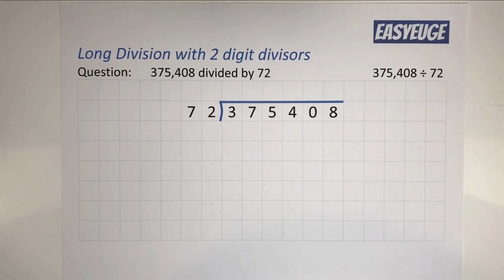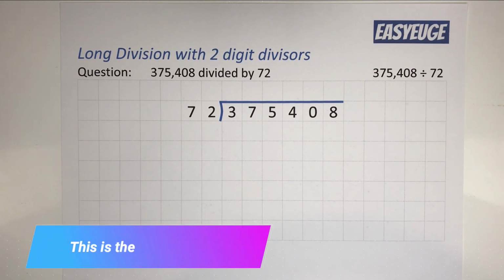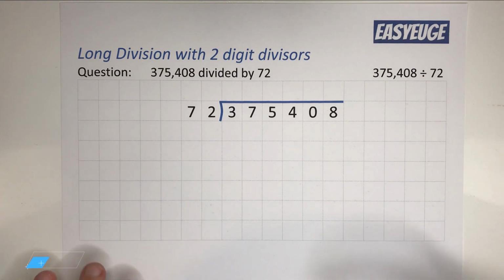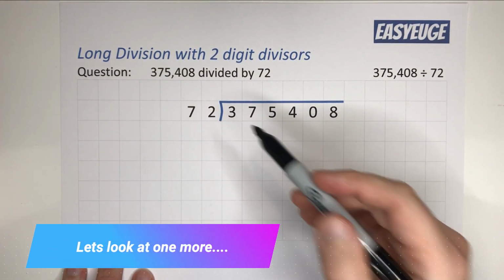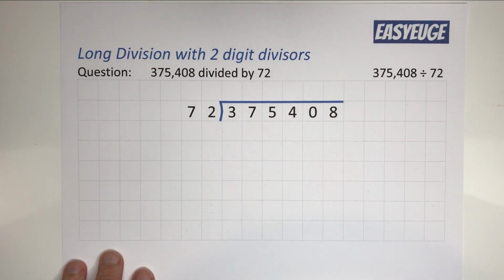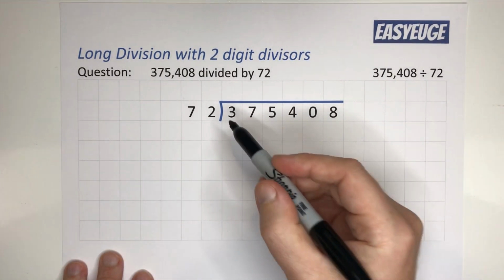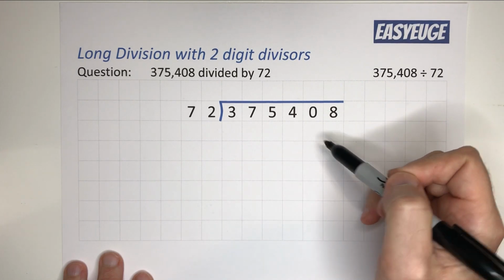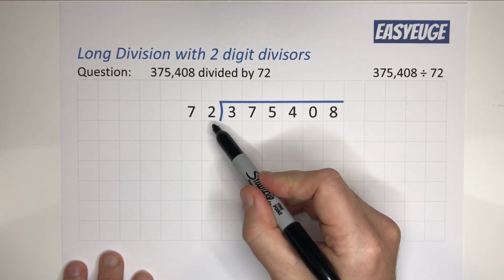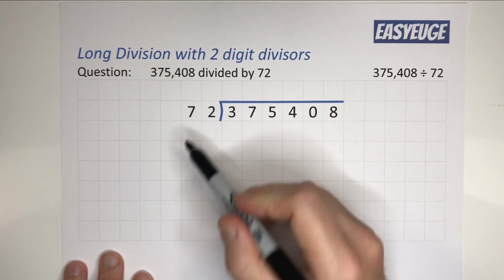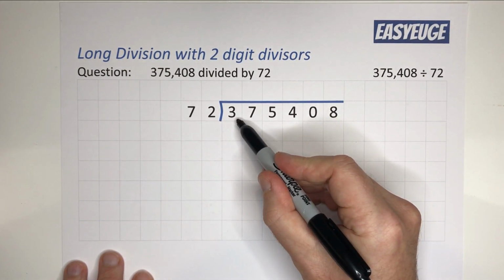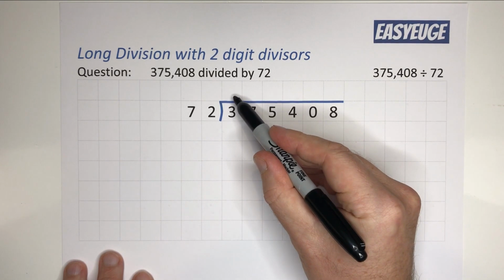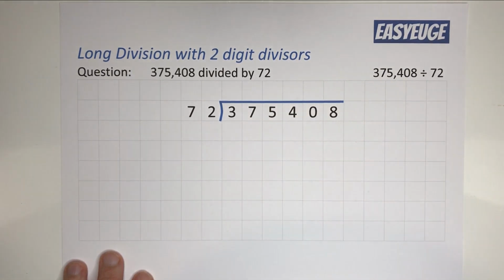The next level up, and the last level up for this video, is a super big number, 375,408 divided by 72. So for this example, we have a 2-digit divisor again, but it's quite large. So let's get started. Will 72 go into the number 3? It won't, so that's a 0 up there.